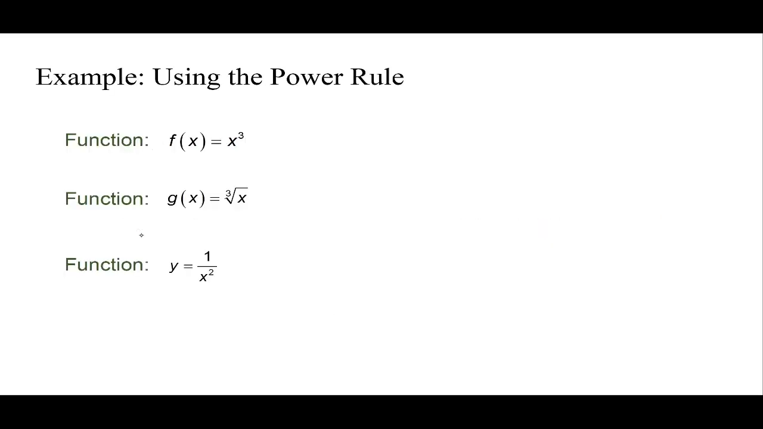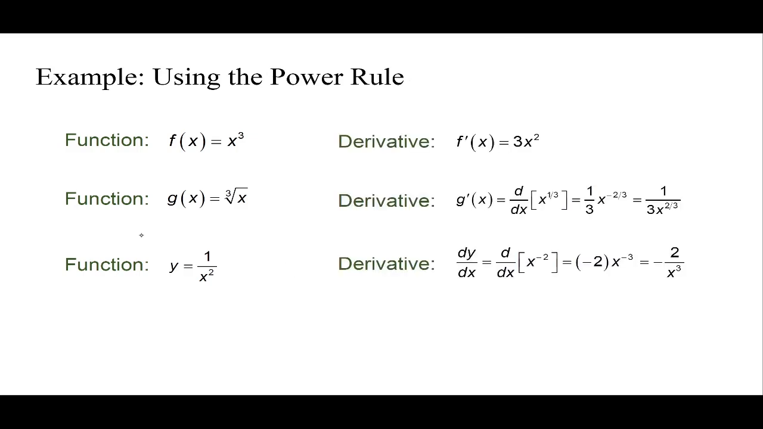Some of the examples. Here you have 3 different functions, x to the power 3, and this function can be written as x to the power 3 over 2. Always remember, to use the power rule, you should have x to the power some power. If your x is in the denominator, then bring it to the numerator, and only after that can you apply the power rule. If you use the power rule, these are the answers you're going to get.